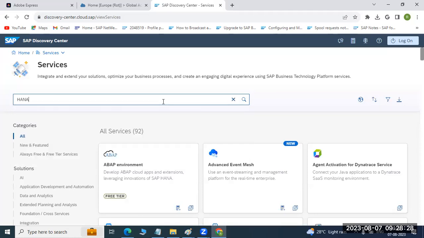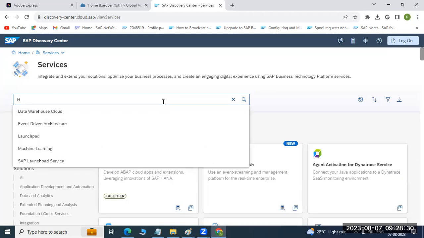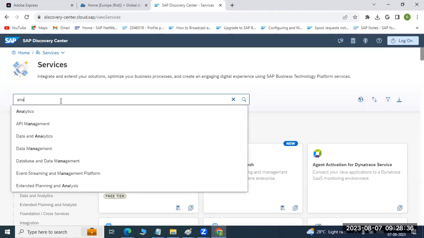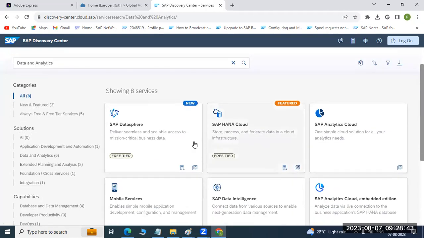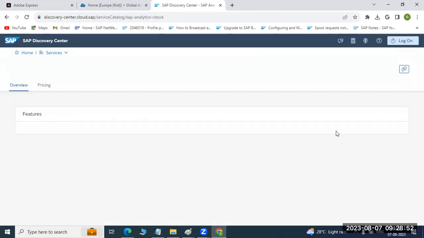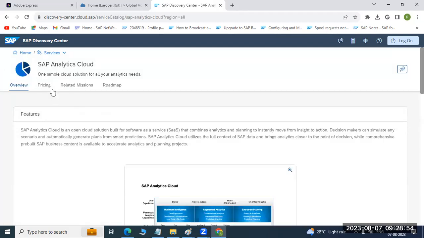Suppose I want HANA Cloud. Maybe I want the Launchpad service for Fiori. For analytics purposes, I want some data management and data analytics related services. Here, you are free. But if you see one service like SAC, SAP Analytics Cloud, this is payment based. This one we have to configure here. So you can see the pricing, and each service and its usage. So this is the Analytics Cloud.